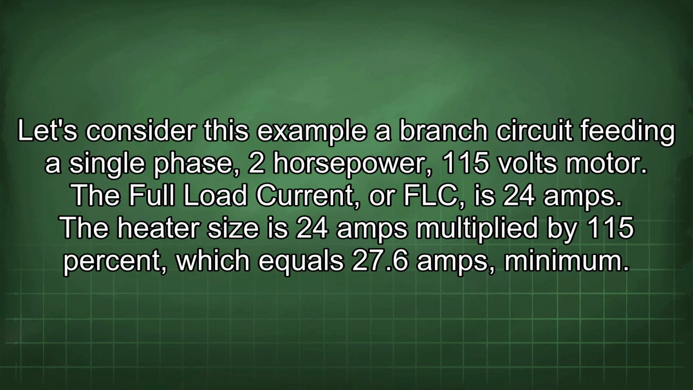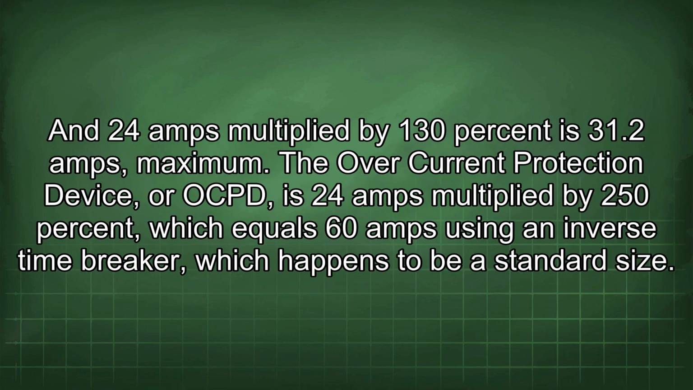Let's consider this example: a branch circuit feeding a single-phase, 2 horsepower, 115 volt motor. The full load current, or FLC, is 24 amps. The heater size is 24 amps multiplied by 115%, which equals 27.6 amps, minimum. And 24 amps multiplied by 130% is 31.2 amps, maximum.